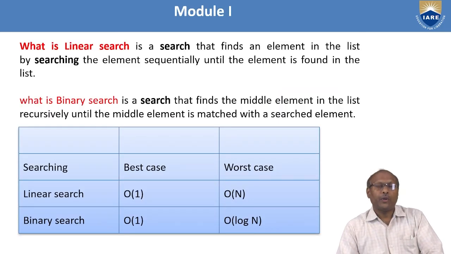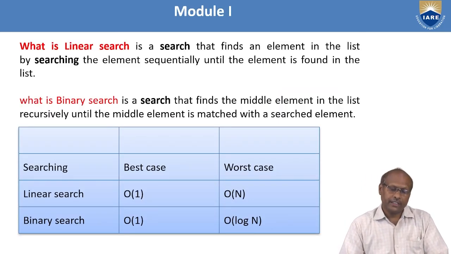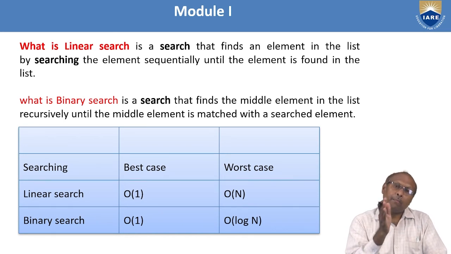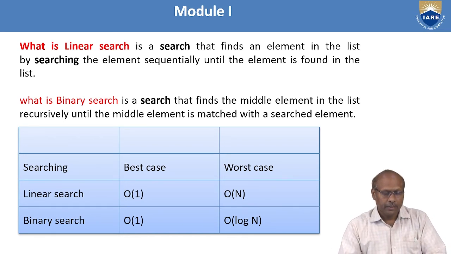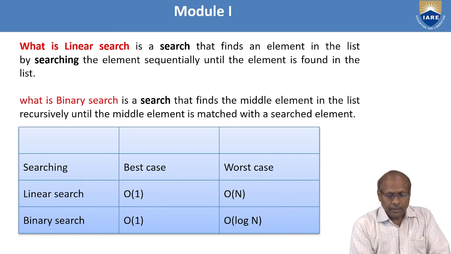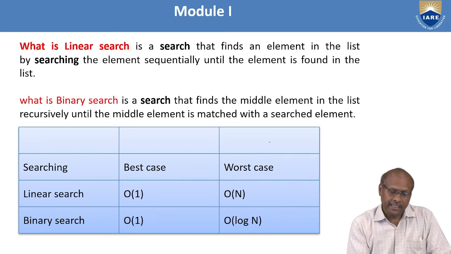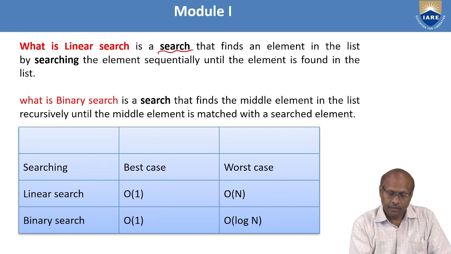Next they will ask what is linear search. Then you should say linear search is also one of the searching techniques, which is searching the element from the list in a sequential manner from beginning till the end. And remember, linear search is one of the simplest searching techniques. It finds the element in the list by searching sequentially until the element is found.